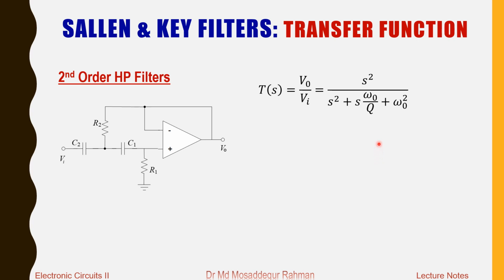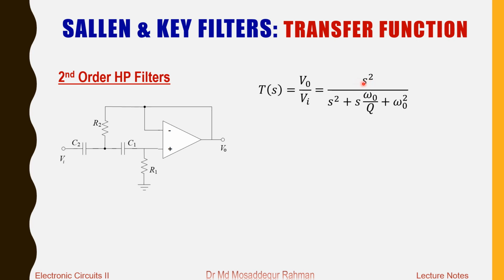As we have seen for the low pass filter transfer function, here we have omega naught square in the numerator. The only difference for the high pass is that we have s square instead of omega naught square, and the denominator is the same as that we had for the low pass filter.